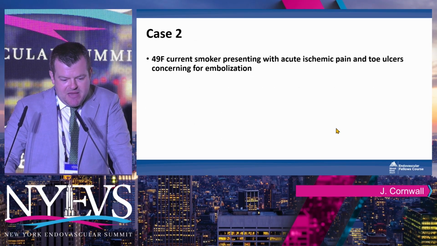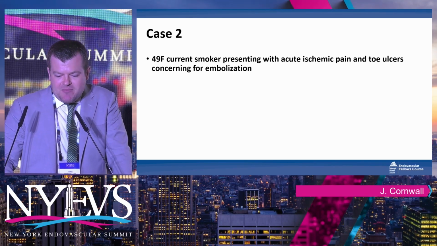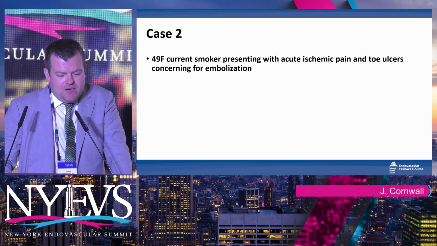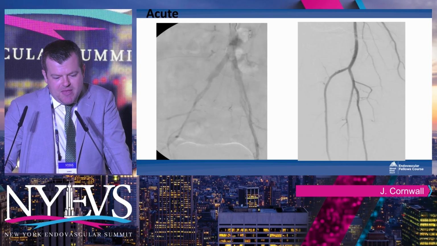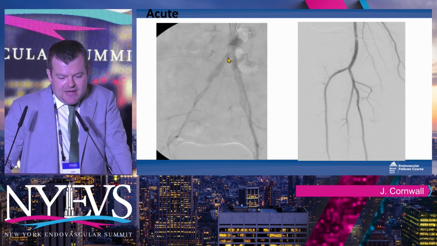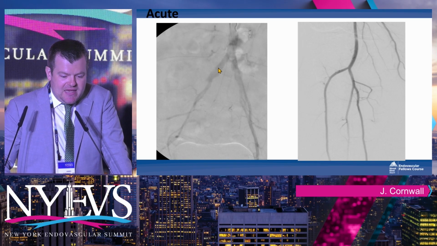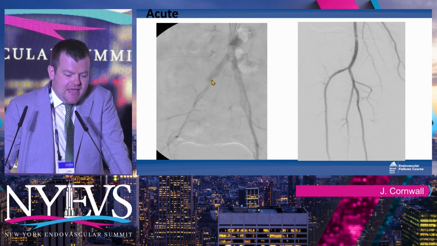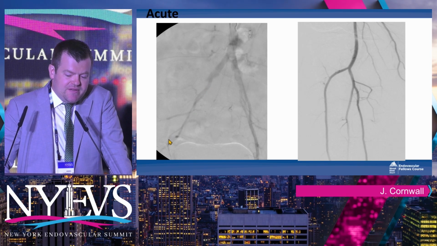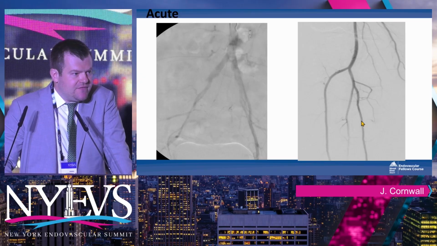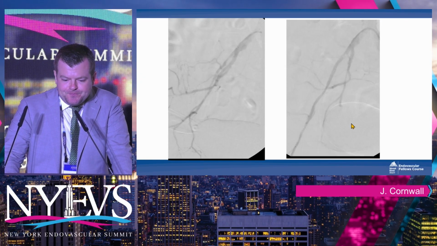The second case is a young patient who came in actively smoking and presented with acute ischemic rest pain and ulcers. We were concerned she was having some sort of embolic disease. So here you can see in our diagnostic imaging, she has a patent infrarenal aorta. Here on the right side, which is her symptomatic side, you can see the patent common iliac artery. This is the hypogastric, and then the external iliac artery is occluded. And then this was just a runoff to show that she had patent 3-vessel runoff.